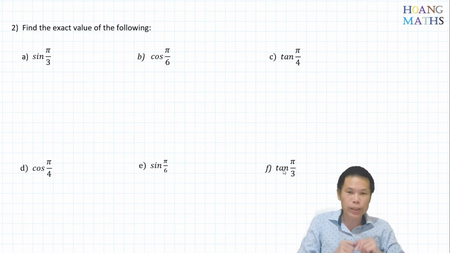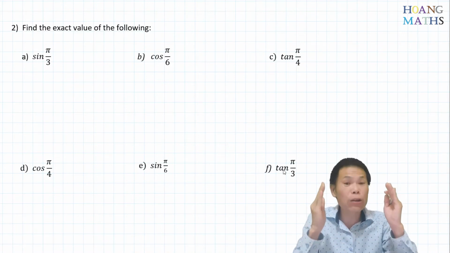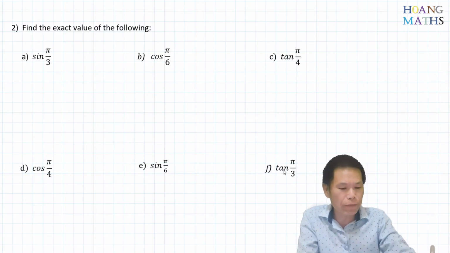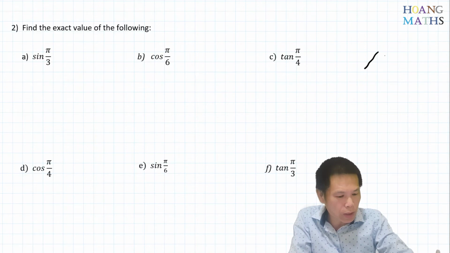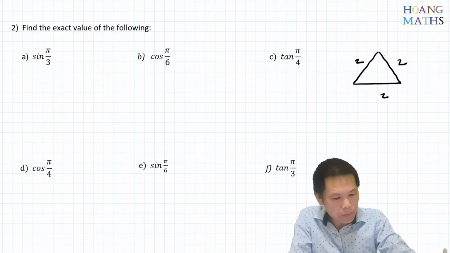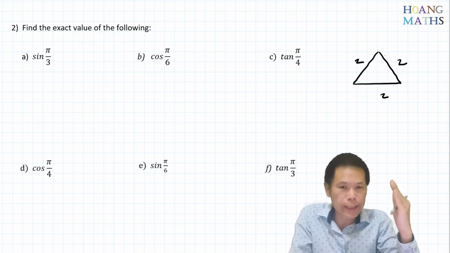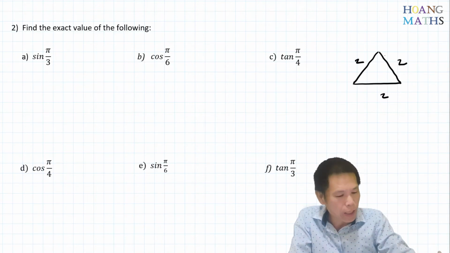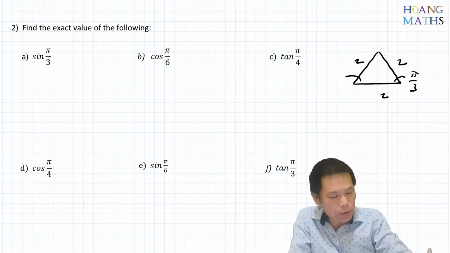So let's get into this. First of all, to work out sine of pi over 3, let me quickly draw an equilateral triangle first. So this is 2, 2, and 2. Remember, pi over 3 is 60 degrees. If you're not sure, you just use 180 divided by 3, and it should give you 60. So that is pi over 3 and pi over 3.